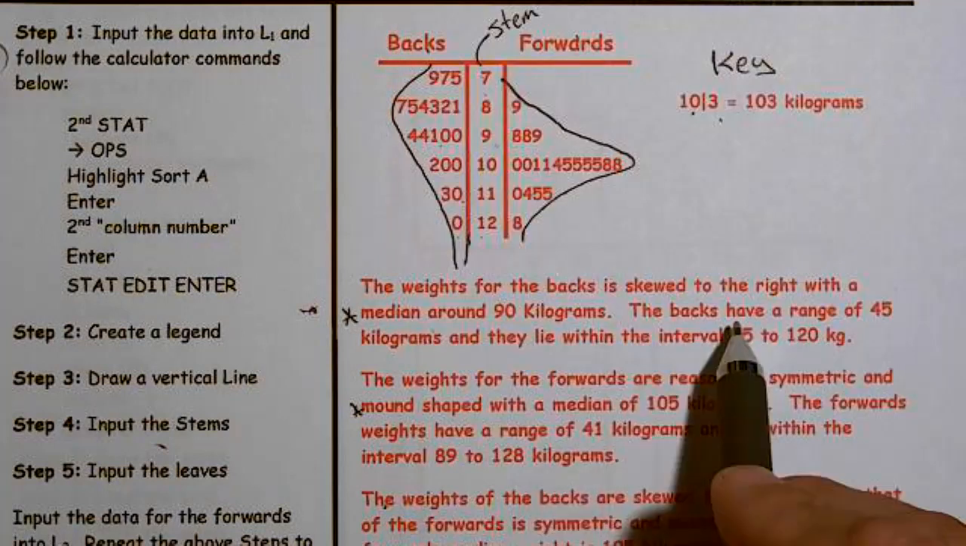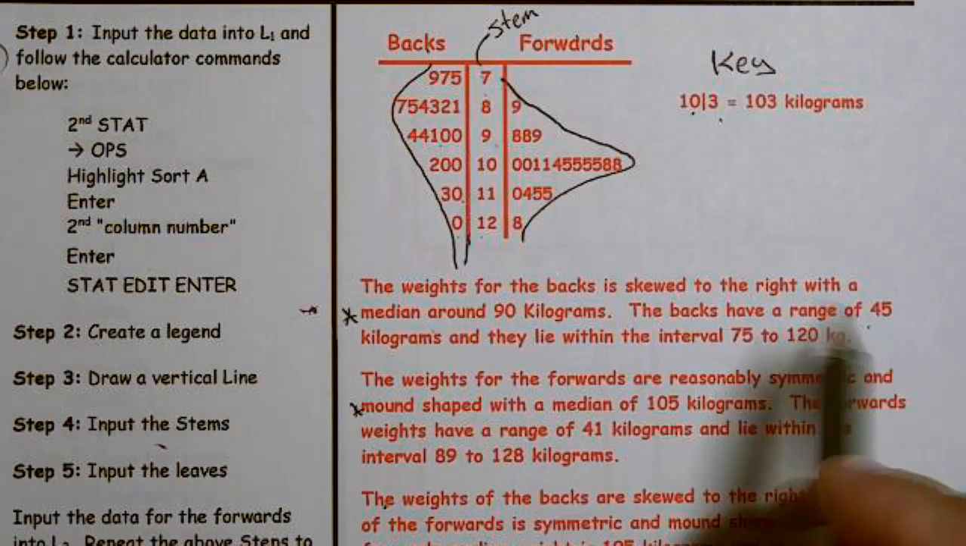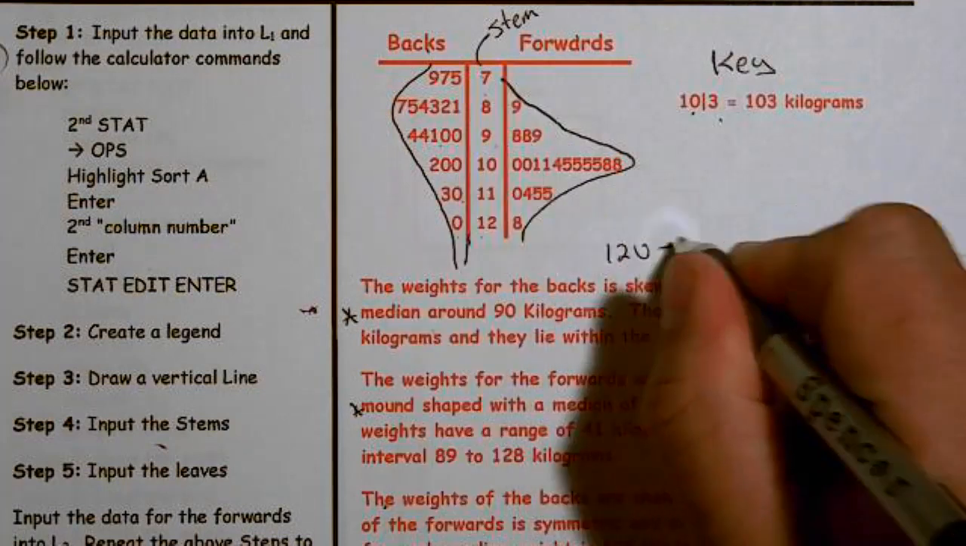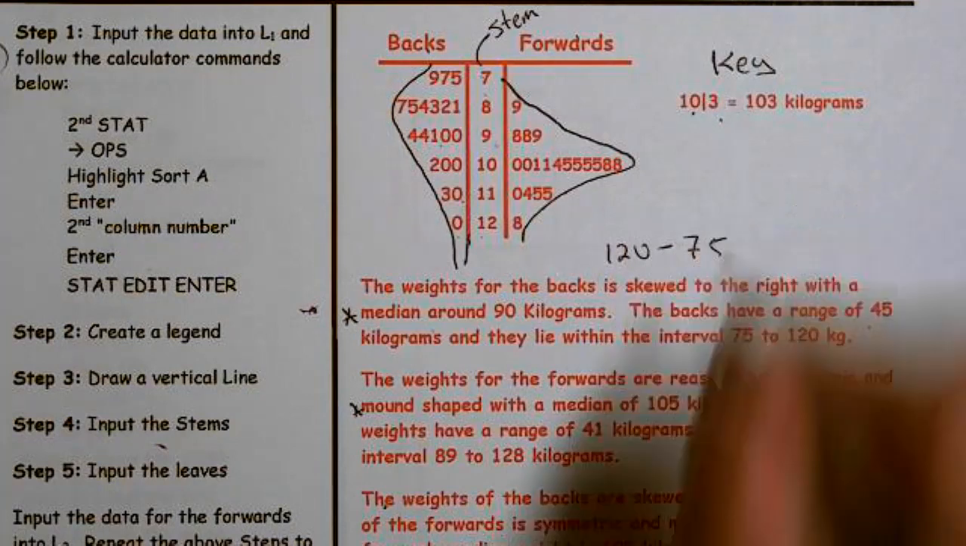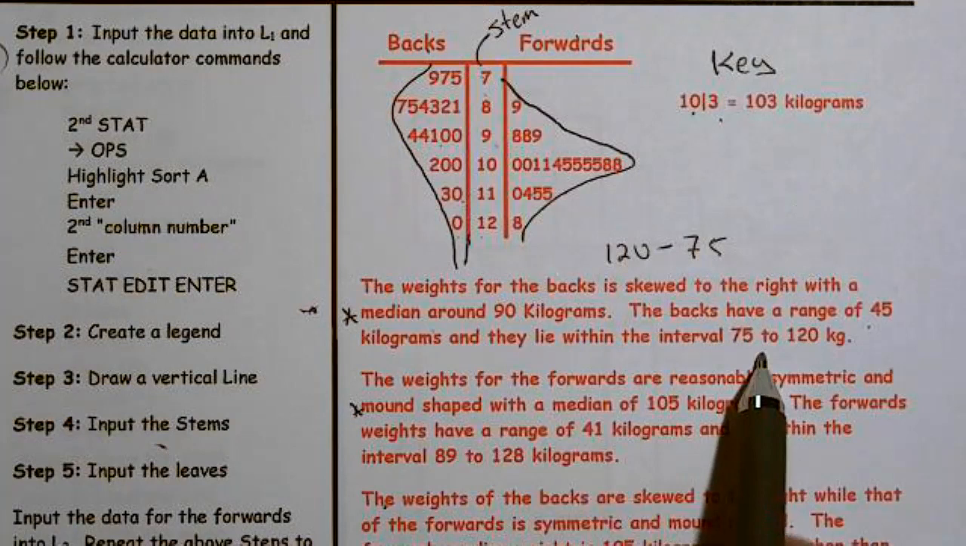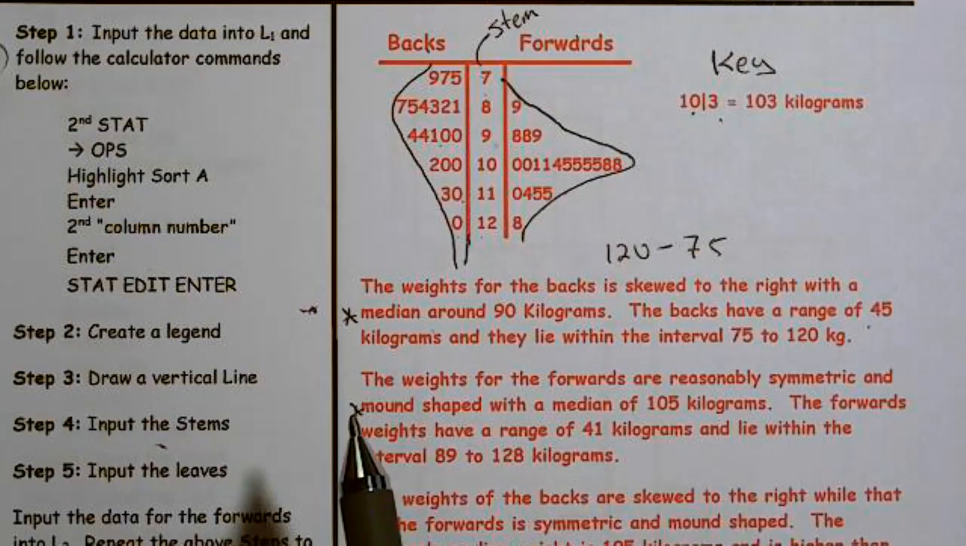All right. The backs have a range of 45. That's going to be the largest minus the smallest. So the range is going to be 120 minus 75. So a range of 45. And it lies within the interval 75 to 120. I probably should have made the comment that there's no gaps or outliers. That way I've addressed unusual.